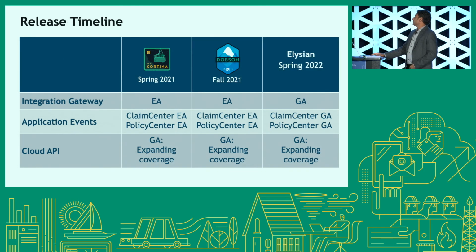Release timeline here. We have been in early access for the last couple of releases. The plan is to GA this in spring 2022. For application events too, we've been in EA and we have a lot of feedback. We've buttoned up, so we're ready to go GA as well. And we're going to GA PolicyCenter and ClaimCenter for app events in Elysian as well. Cloud API has already been there. We've been expanding coverage, adding more APIs, and we'll continue to do so in the next release as well.